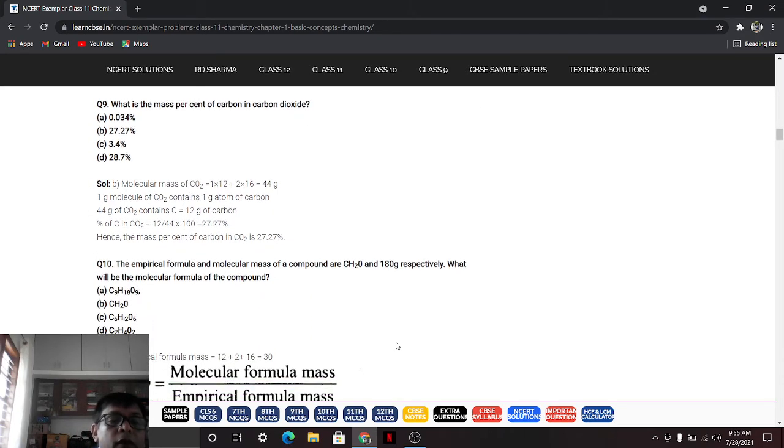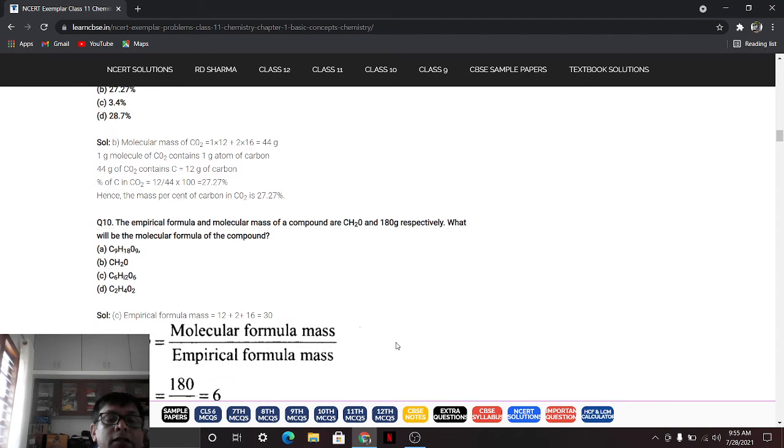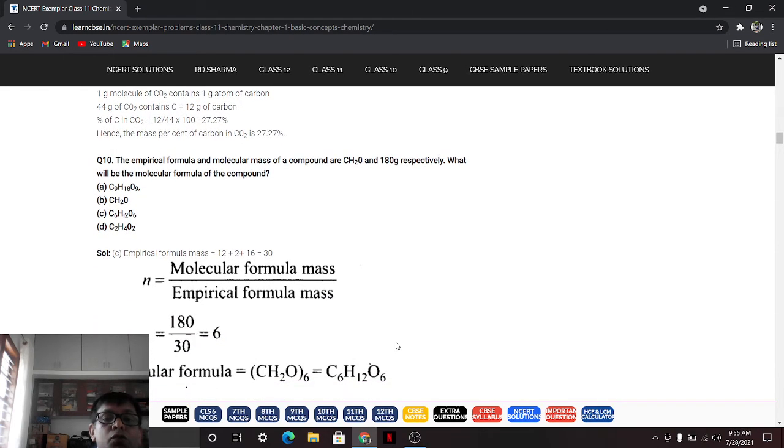Empirical formula and molecular mass of a compound are CH2O and 180 gram respectively. What will be the molecular formula of the compound? The options are C9H18O9, CH2O, C6H12O6, C2H4O2.